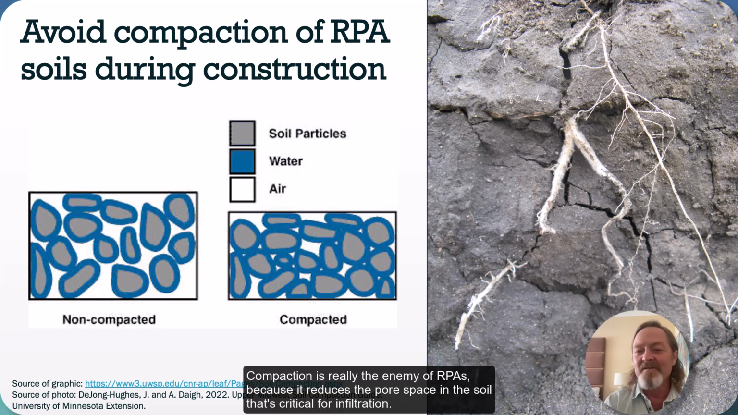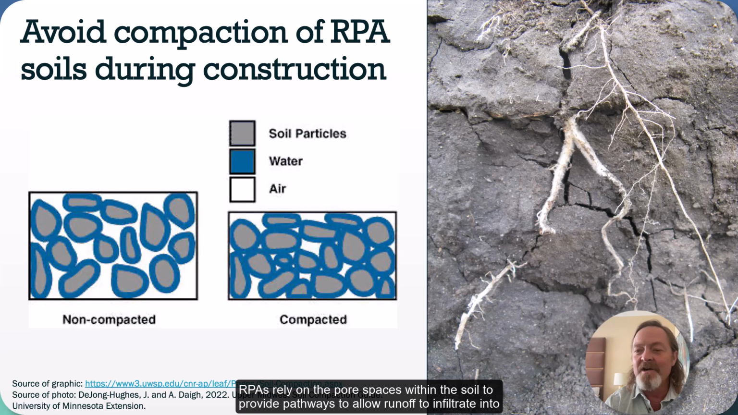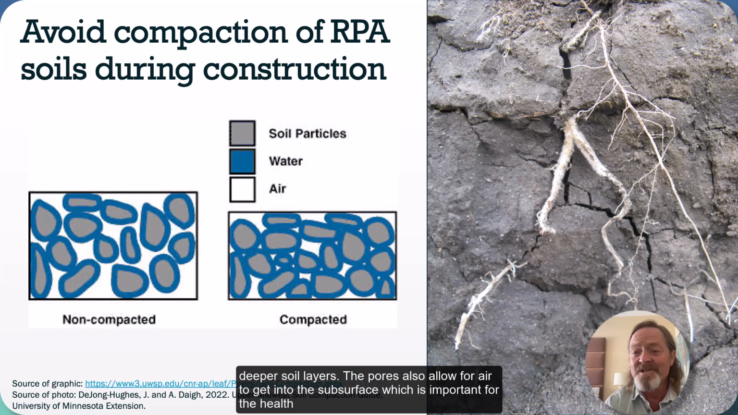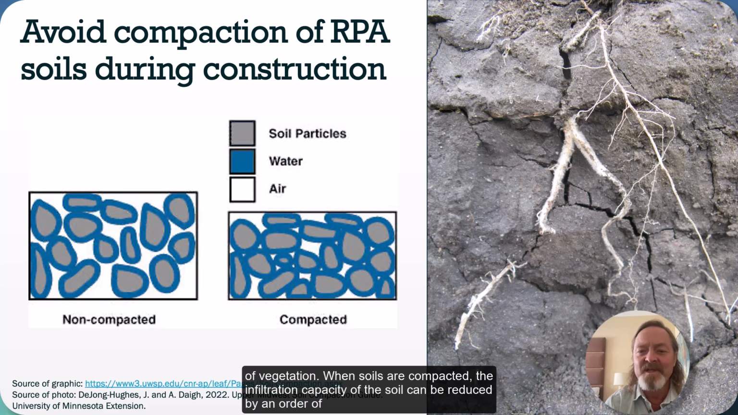Compaction is really the enemy of RPAs because it reduces the pore space in the soil that's critical for infiltration. RPAs rely on the pore spaces within the soil to provide pathways to allow runoff to infiltrate into deeper soil layers. The pores also allow for air to get into the subsurface, which is important for the health of vegetation. When soils are compacted, the infiltration capacity of the soil can be reduced by an order of magnitude or more, and the plant roots can have a difficult time establishing a dense network of roots when you have heavily compacted soils, like I'm showing on the right-hand side of this slide.